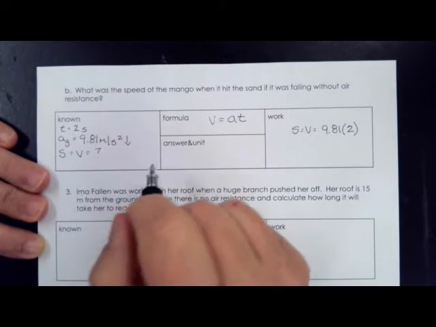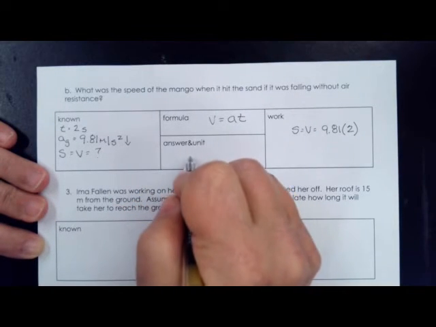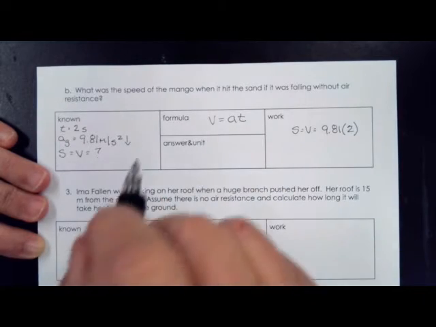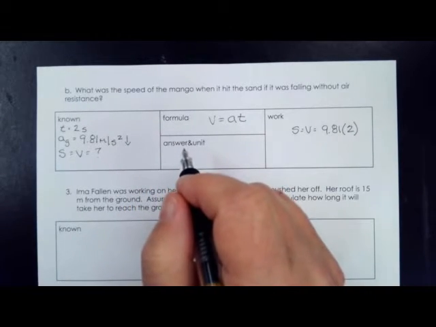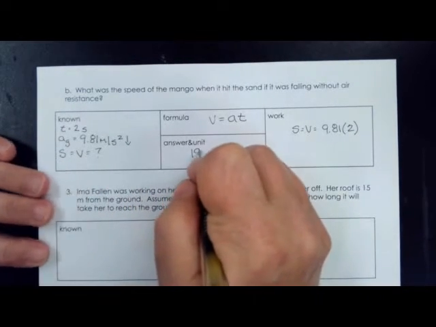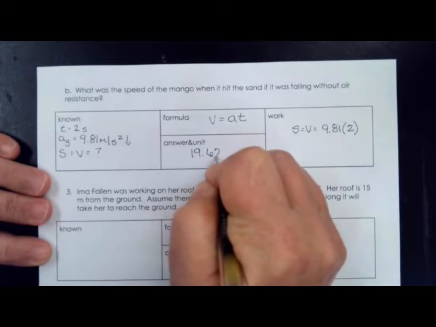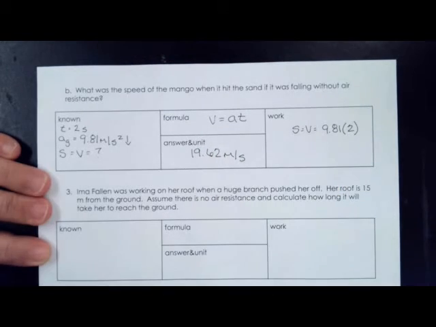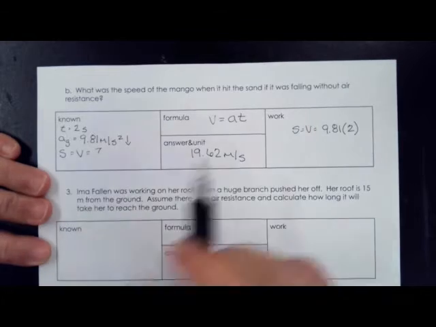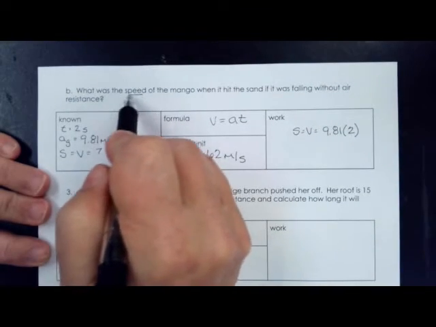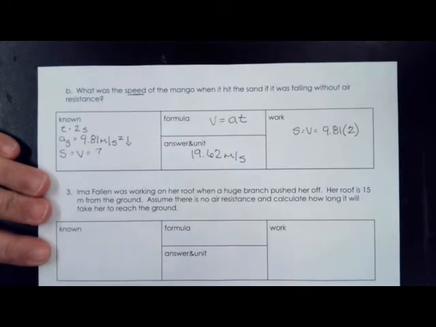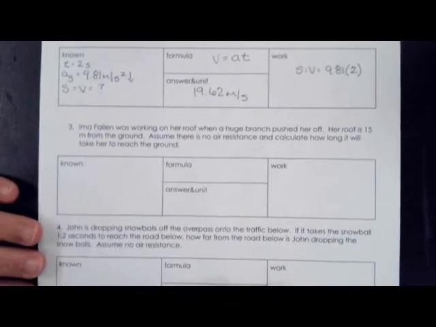So the speed when it hits the sand is 9.81 times 2, or 19.62 meters per second. Do we need a direction? Nope, because we're asking for a speed. But if we did, the direction would be down. Okay, because that's the way it's moving.